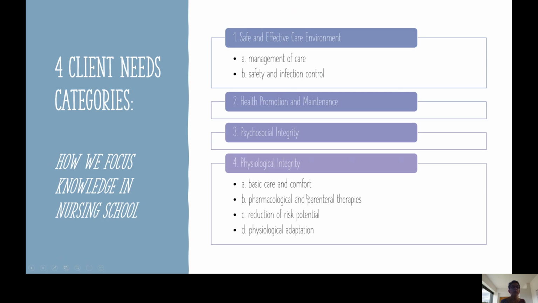So let's talk about the 4 client needs categories and which one we're going to choose. The one I chose specifically to just touch upon for this session is number 4, which is the physiological integrity. And in our textbook, number 4 has as a learning outcome to apply knowledge of anatomy and physiology to perform an evidence-based assessment for the patient with a urinary elimination health problem. And you can find that on page 1321.